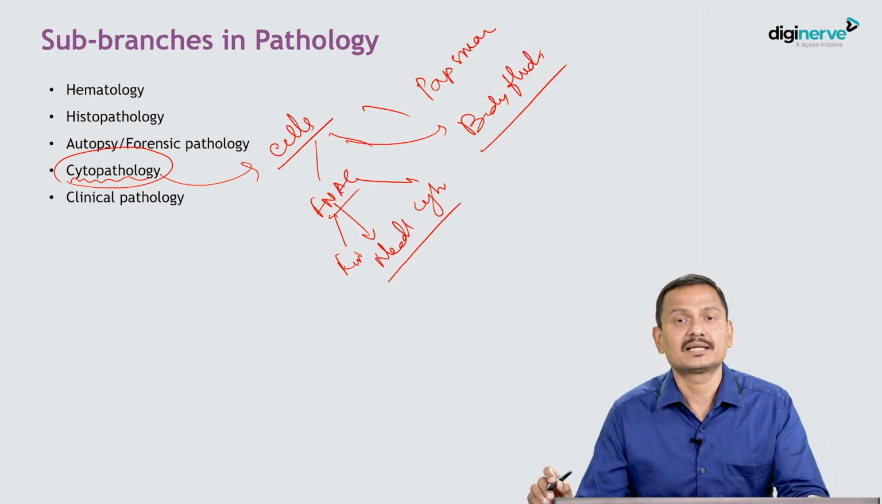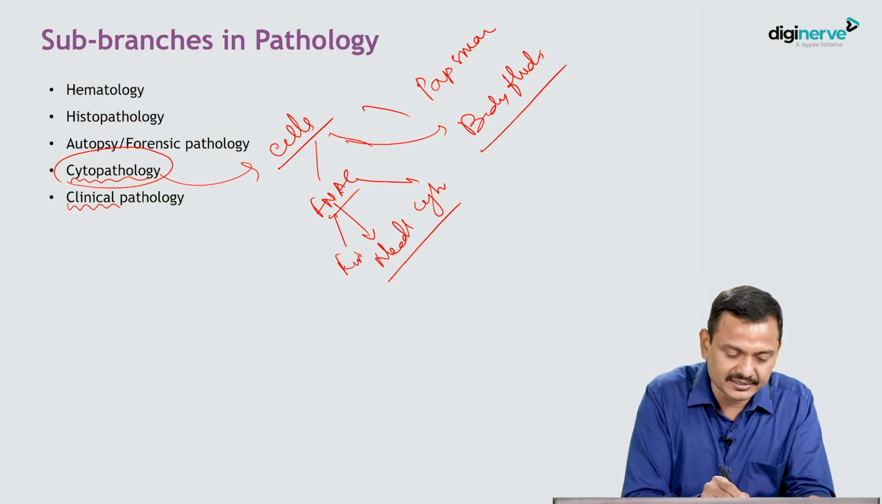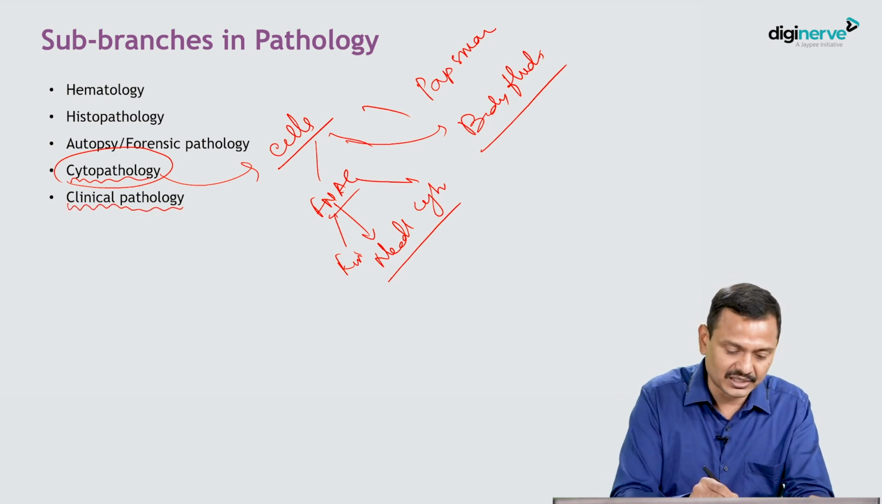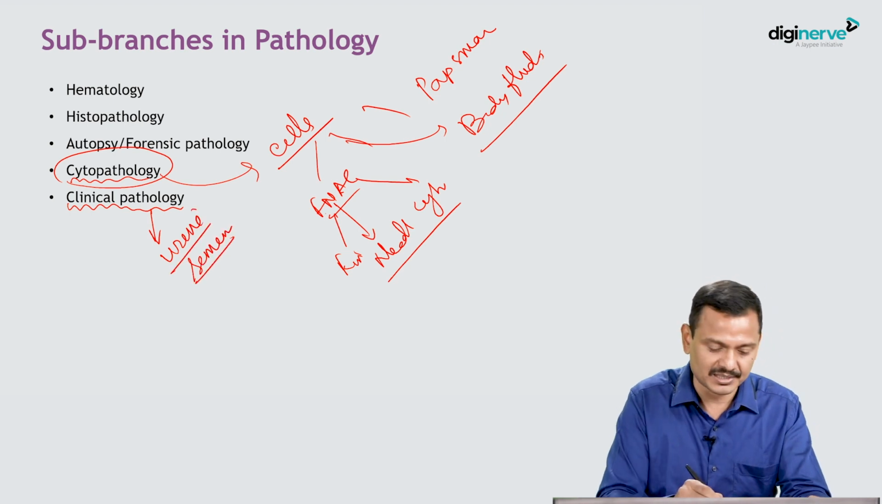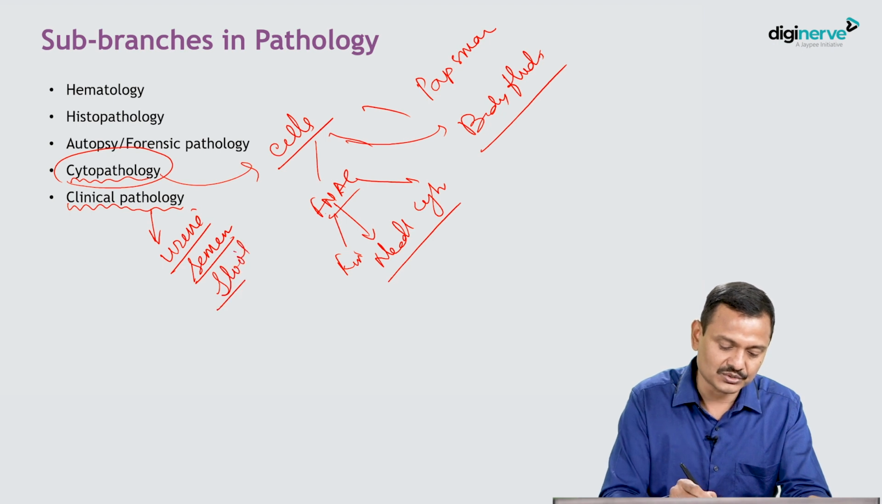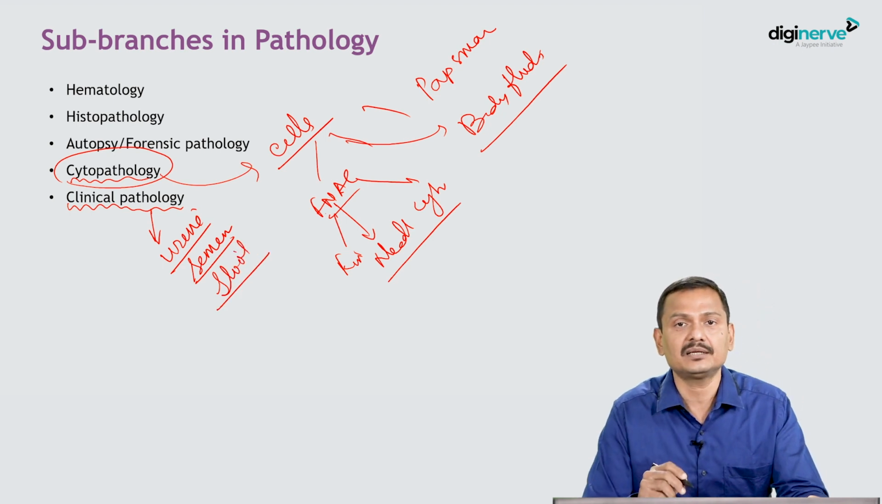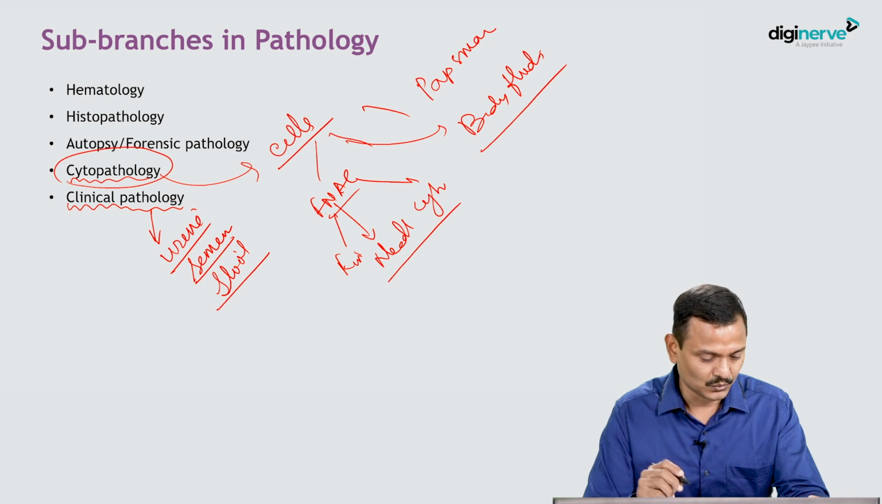The next is clinical pathology. Now what is the thing that a clinical pathologist does? They look after urine and semen. Okay, as well as blood samples. These are two of the common samples. Also you can include stool. So these are some samples that a clinical pathologist specializes with.